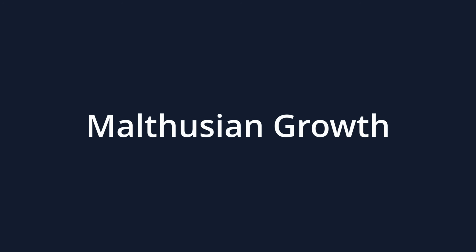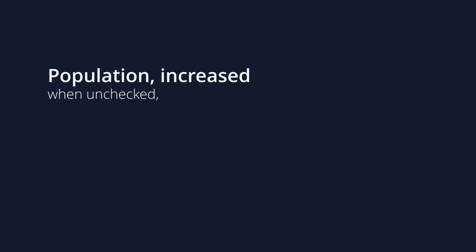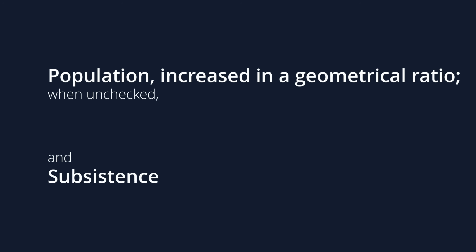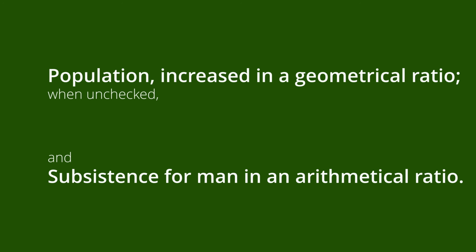When logistic growth is applied to human population, it sometimes gets called Malthusian growth, after the author Thomas Malthus, who wrote a book about this in 1798. To directly quote his words, "Population, when unchecked, increases in a geometrical ratio, and subsistence for man in an arithmetical ratio." Now, this was written over 200 years ago, so the language being used is a little different. For example, in my dialect of English, the adjective version of arithmetic is arithmetic, not arithmetical. But he's basically talking about the same thing we were.